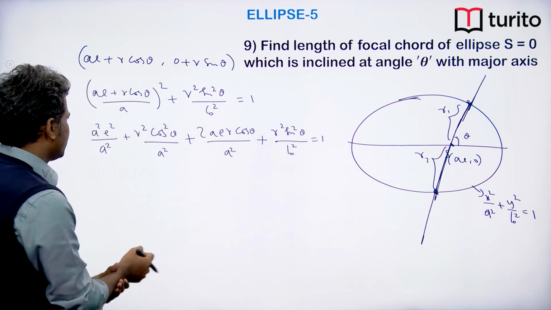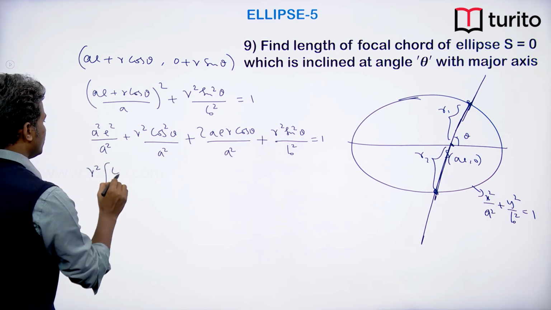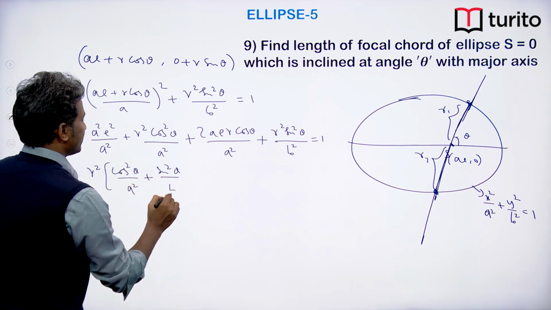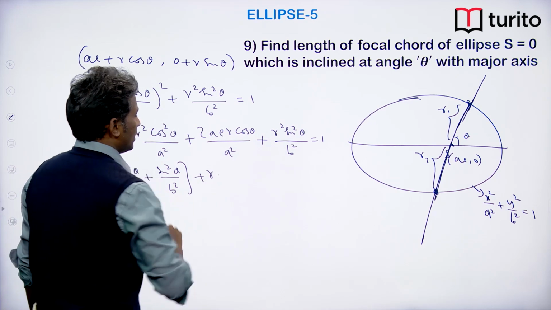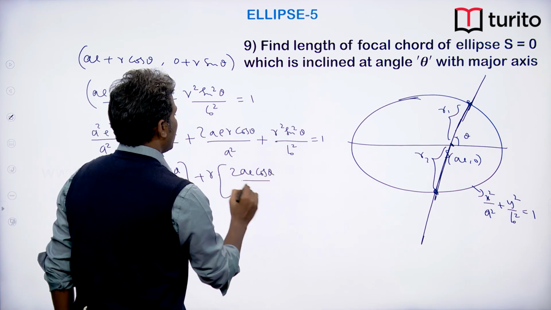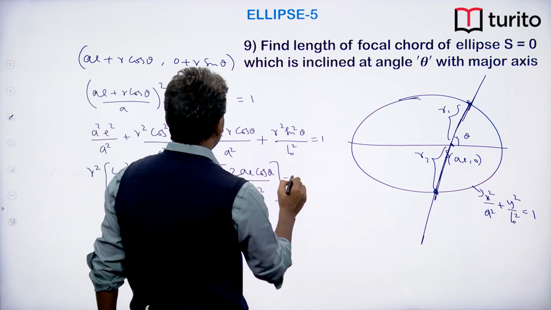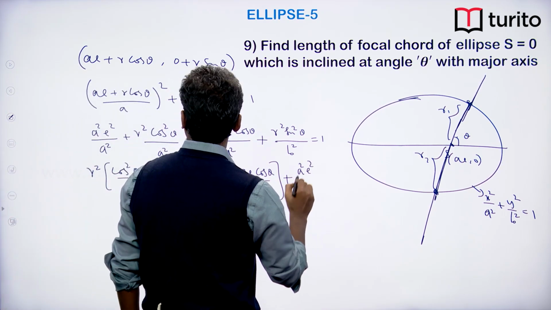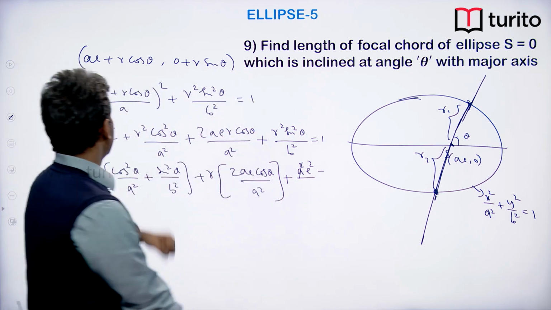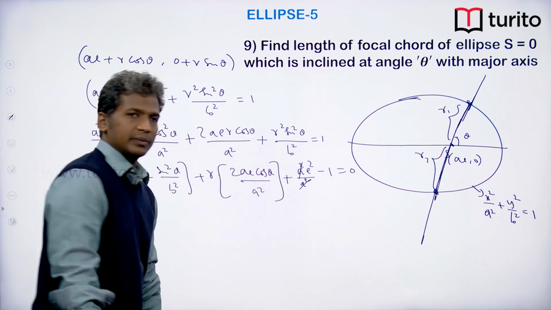Now if I simplify this, what do I get? r square into (cos square theta by a square plus sin square theta by b square) plus the first degree term, which is going to be 2ae cos theta by a square, and now the constant term. The constant term is going to be a square e square by a square, so a square will get cancelled and what is left here? 1 is left. So e square minus 1. Okay, so this is cancelled and we got e square minus 1.